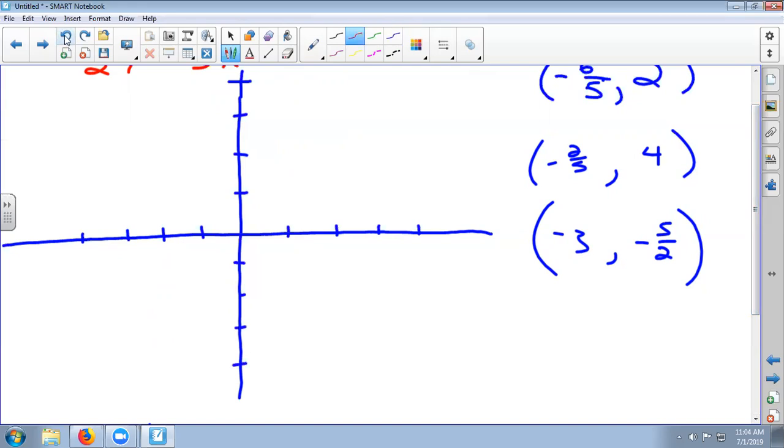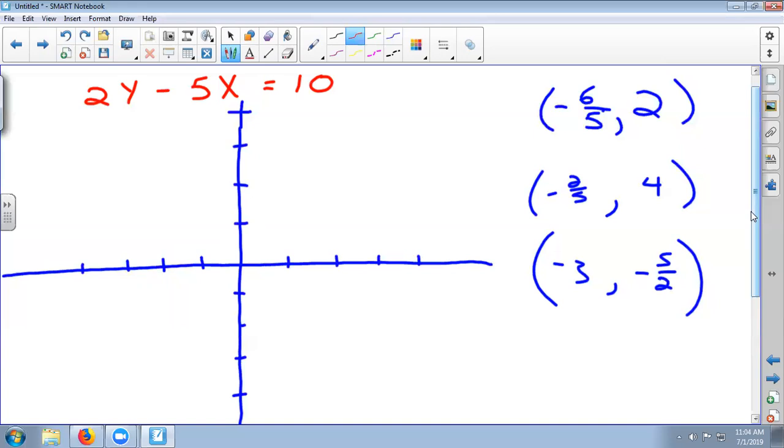Okay, let's graph these 3 points. -6/5, 2. -2/5, 4. Okay, so -0.4. -0.5.